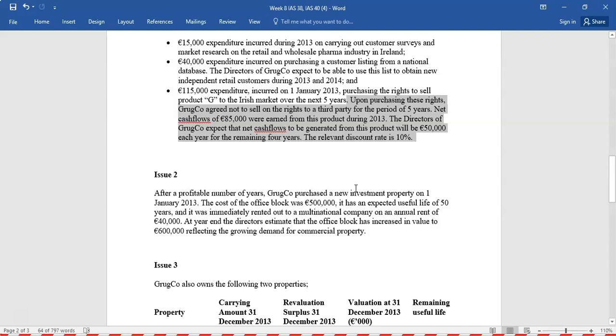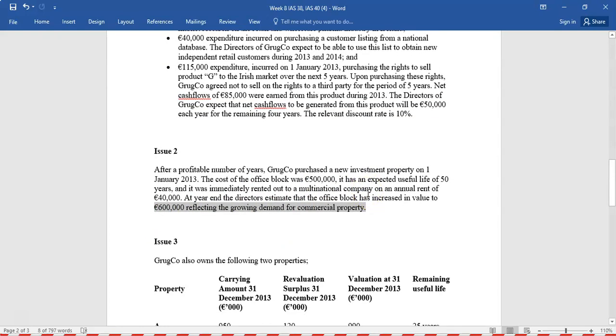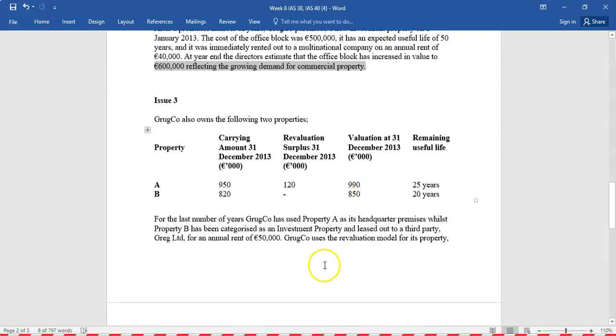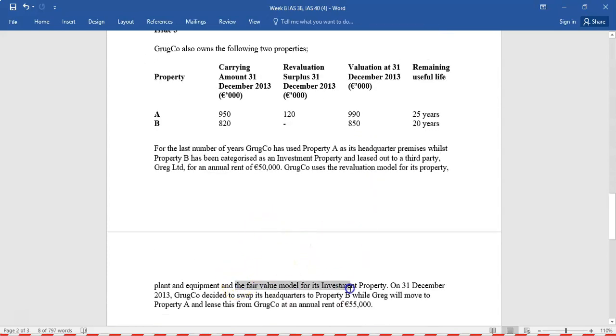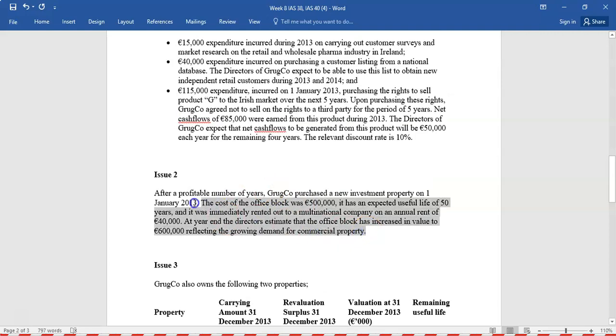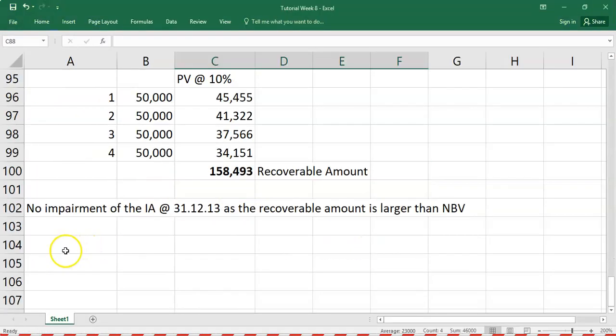You're told after a profitable number of years, Grubco purchased a new investment property on the 1st of January. Cost of the office block was 500,000, expected useful life 50 years, and annual rent of 40,000. And at the year end, the office block had increased in value to 600,000. Now, this is tricky because I told you down in issue 3 that Grubco uses the fair value model for its investment property. So you actually had to use that information here to bring it back up here. So you're not using the cost model here, you were using the fair value model.